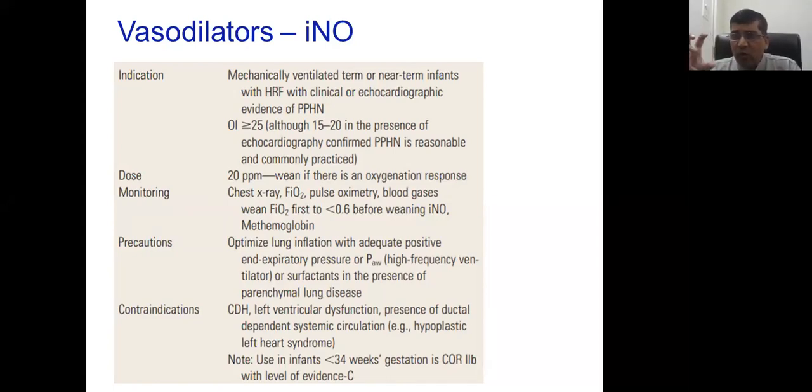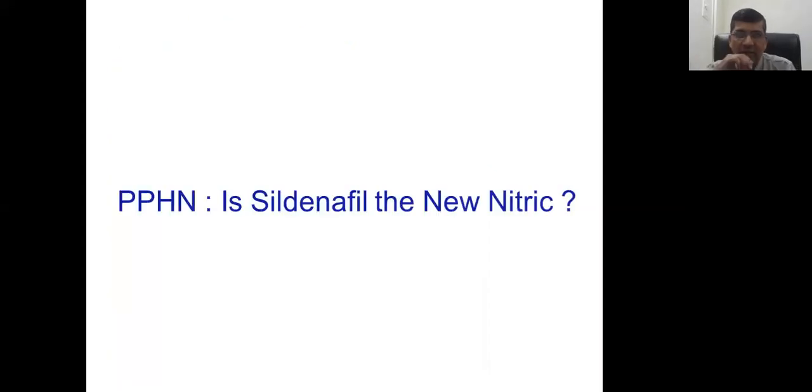We have to be careful about optimization. You don't want over ventilation. You don't want under ventilation. For nitric, your recruitment has to be good. That's what I just mentioned. Proper ventilation, proper surfactant, good recruitment, then and then you should have a good response. Nitric is contraindicated when you have diaphragmatic hernia with LV dysfunction or duct dependent circulation. At that time you can't use the nitric. That is not there, or the preterm less than 34 weeks.